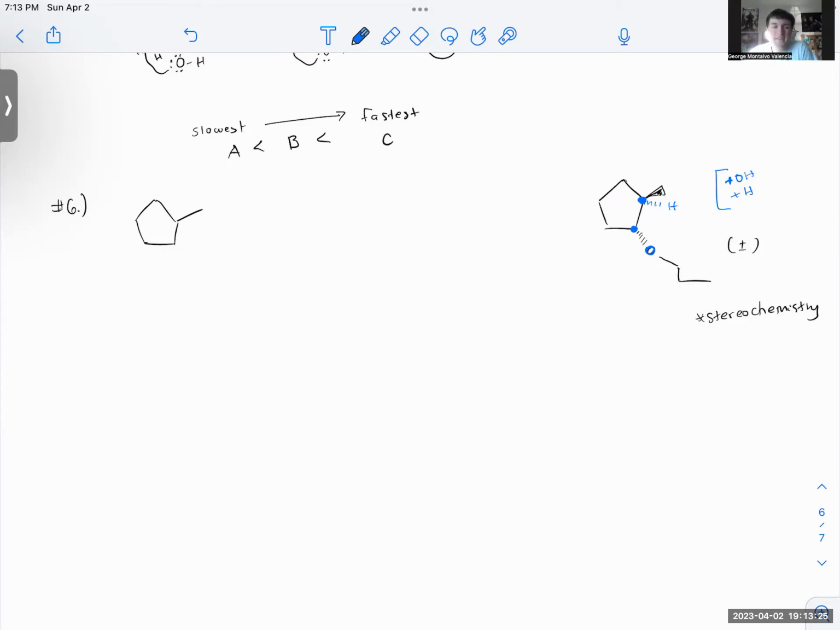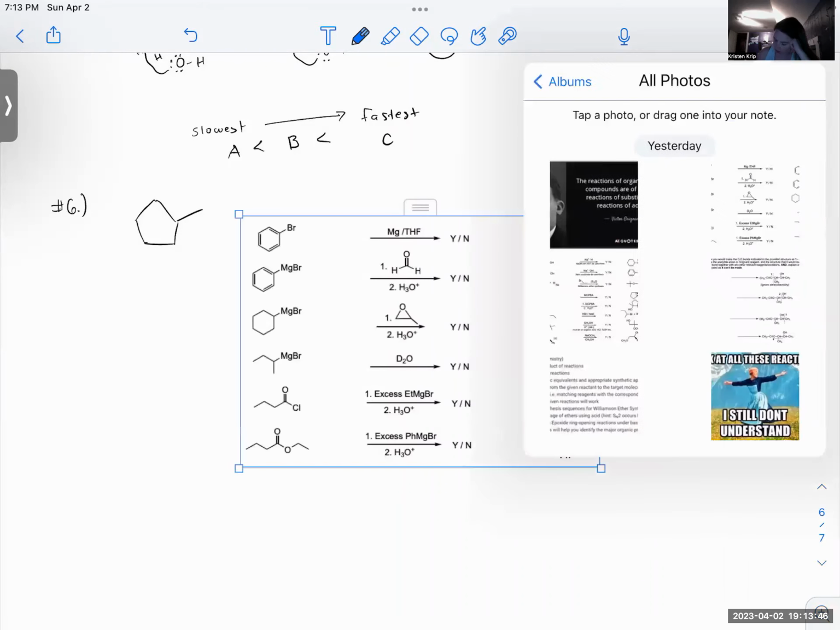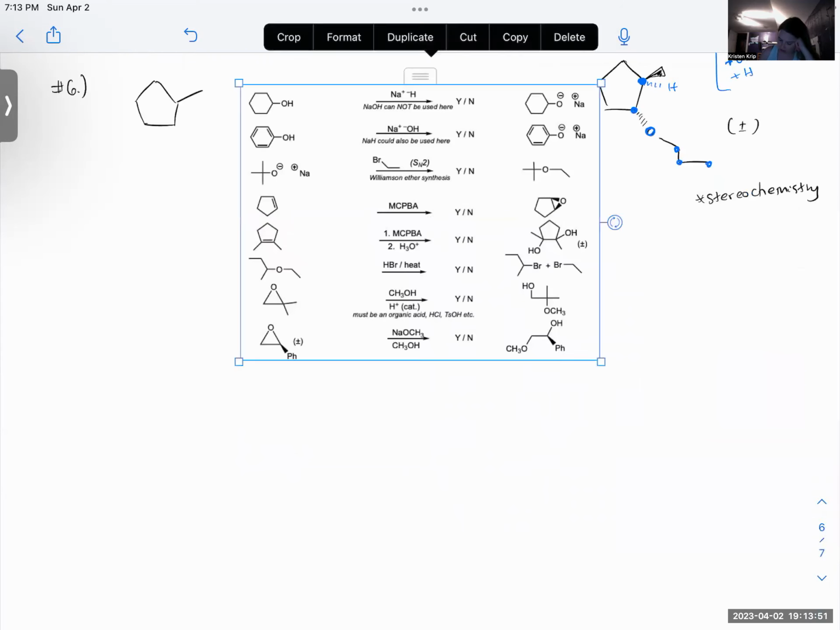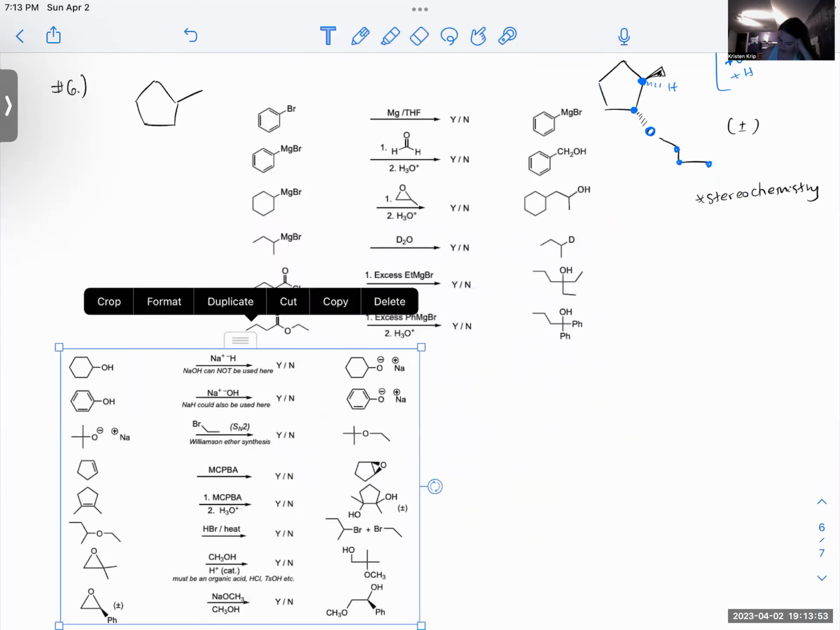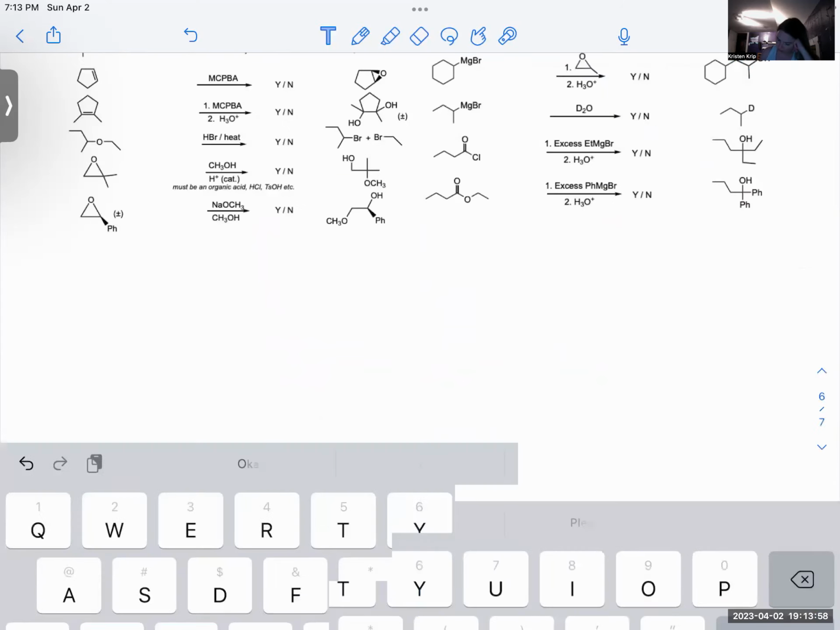Okay, but then we also have an ether, right? That was added here somehow, or at least 3 more carbons. Yeah, this is a tricky one. I have a list of stuff here. These are at least new ones. I don't have the full list. We could take a look, and it might help us.